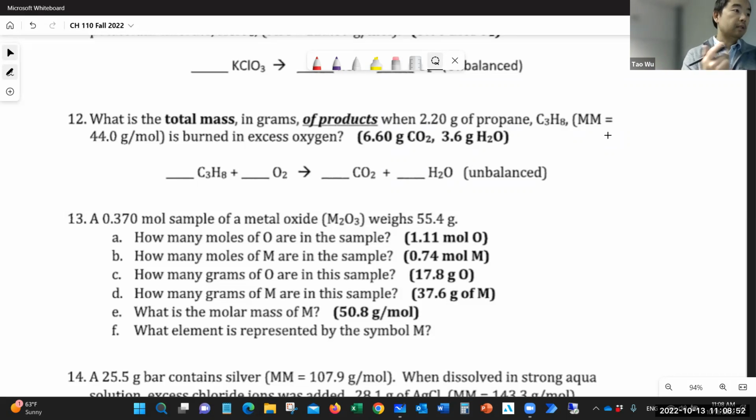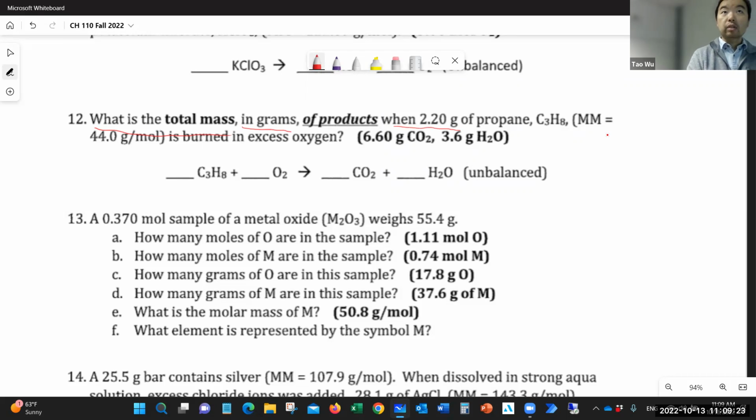All right, so let's talk about stoichiometry here. Question 12: what is the total mass in grams of the products when 2.2 grams of propane is burned in excess oxygen, which means we have enough oxygen, so we don't have to worry about it. If we use up all the 2.2 grams of propane, how many grams of product can be generated?